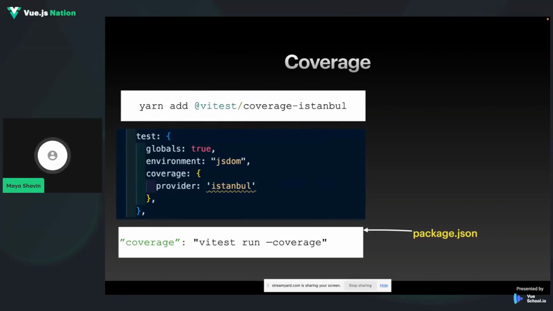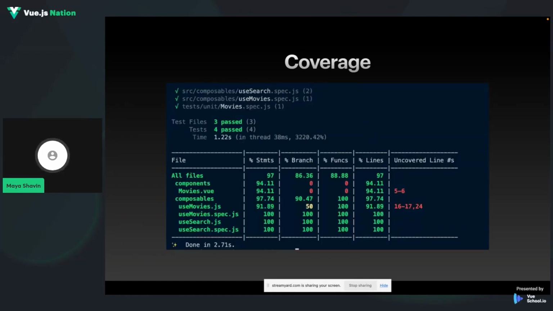Okay. And finally, if you want to do coverage, well, we know we want to see coverage because sometimes we want to make sure that we reach that 90% coverage requirement. For Vitest, you can add an additional dependency called Vitest coverage Istanbul, and just add in the vite.config.js a section called coverage and add the provider as Istanbul. And then in package.json, you add the script command coverage and add vitest run coverage. And that's it.